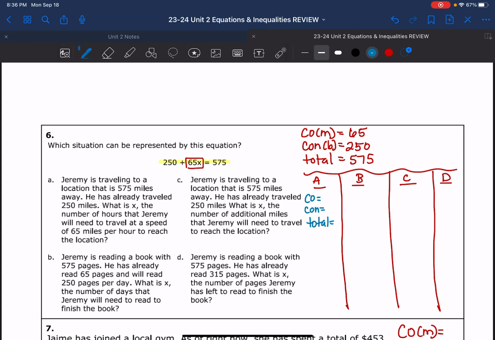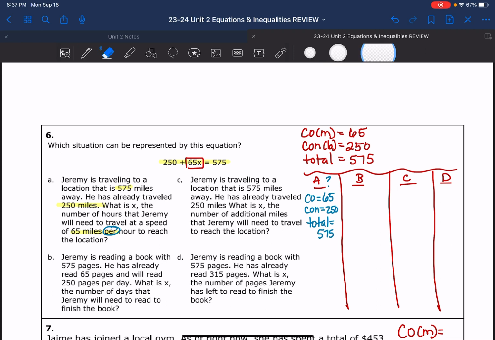A says Jeremy's traveling to a location that is 575 miles. He has already traveled 250 miles. What is X number of hours that Jeremy will need to travel at a speed of 65 miles per hour. So I see per, so I see that that is 65. I'm going to write that down. And then I see that he wants to travel 575 miles away. So that is our total right there. And our con is 250. Does that match what we have up here? 65 for the co, 250 and 575. Yes, this could be our answer. Let's check B though, and C and D.